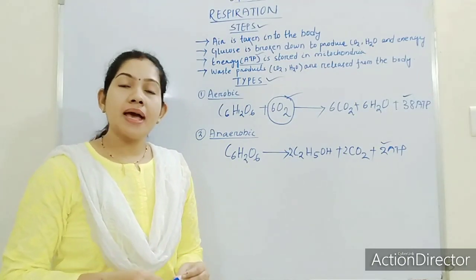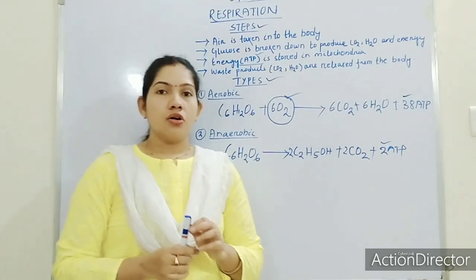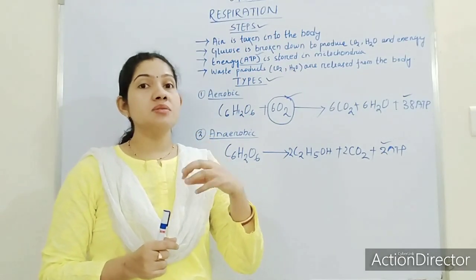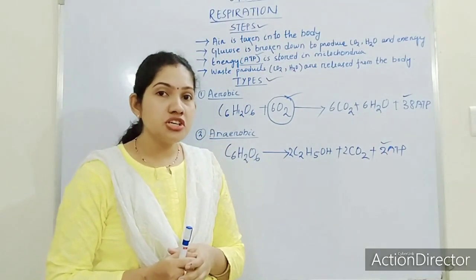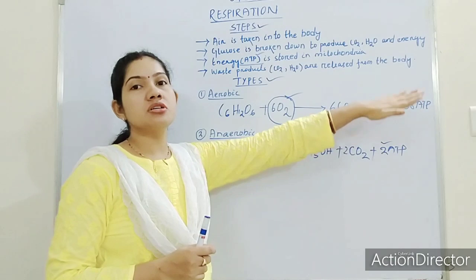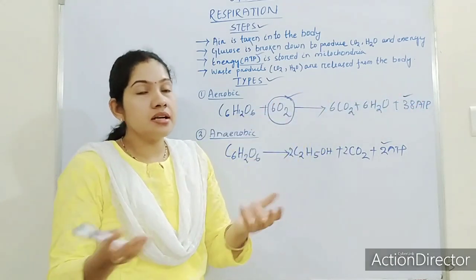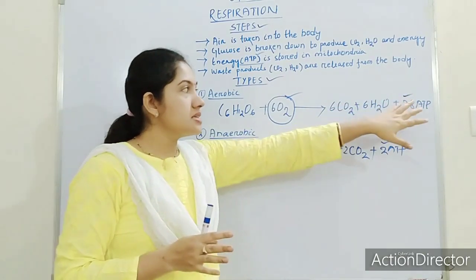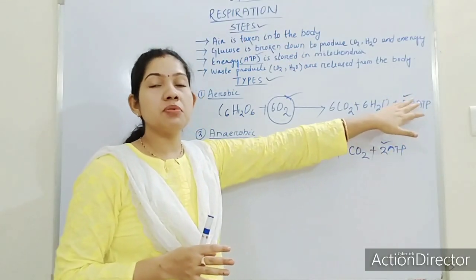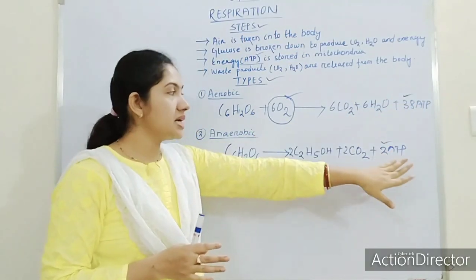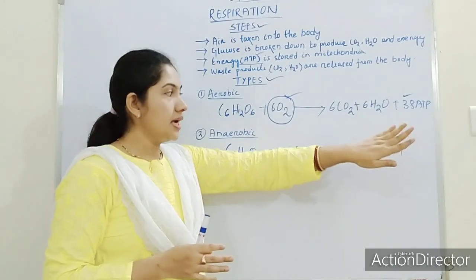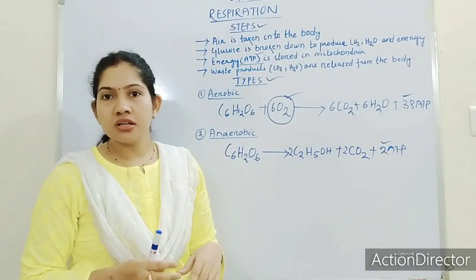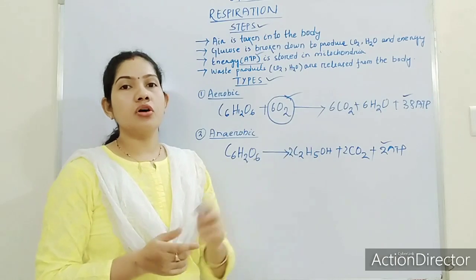So if you compare the energy production in aerobic and anaerobic respiration, then in aerobic respiration the energy production will be higher than in anaerobic respiration. You can see here about 38 ATP are produced in aerobic respiration, but in anaerobic respiration it is only 2 ATP. Got it? So this is the equation for anaerobic respiration.